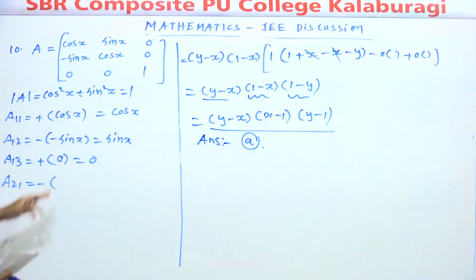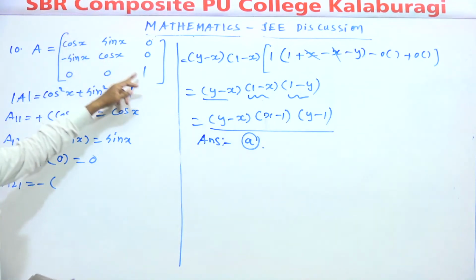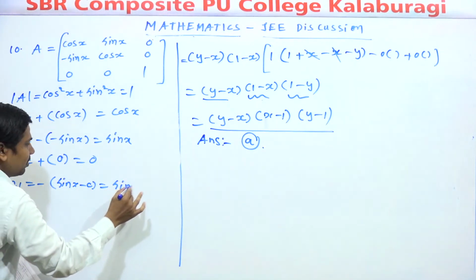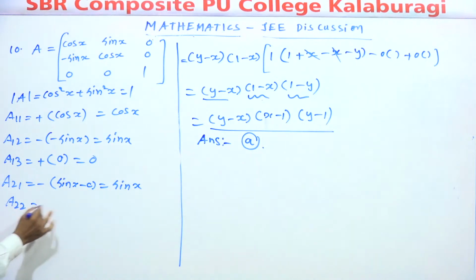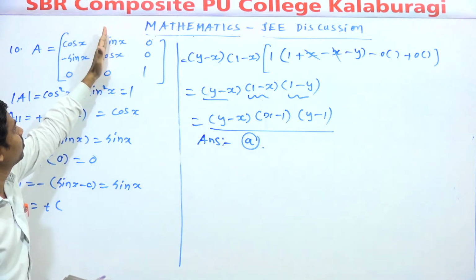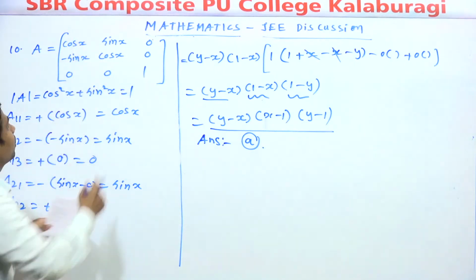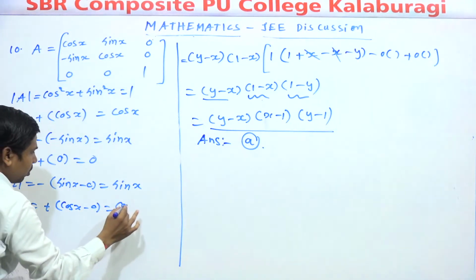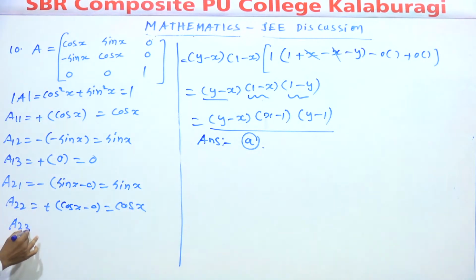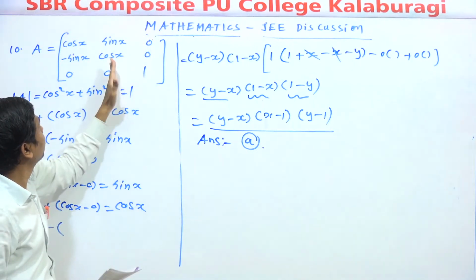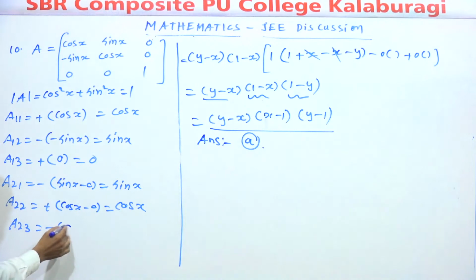A21, minus, second row, first column suppressed: 1 into sin x minus 0, it is sin x. A22, plus, second row, second column suppressed: 1 into cos x minus 0, it is cos x. A23, minus, second row, third column suppressed: 0 into cos x, 0 into sin x, 0 minus 0 equal to 0. So A23 we got.